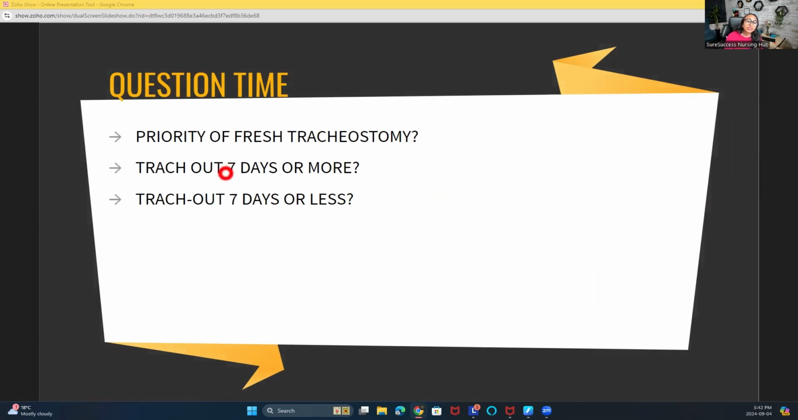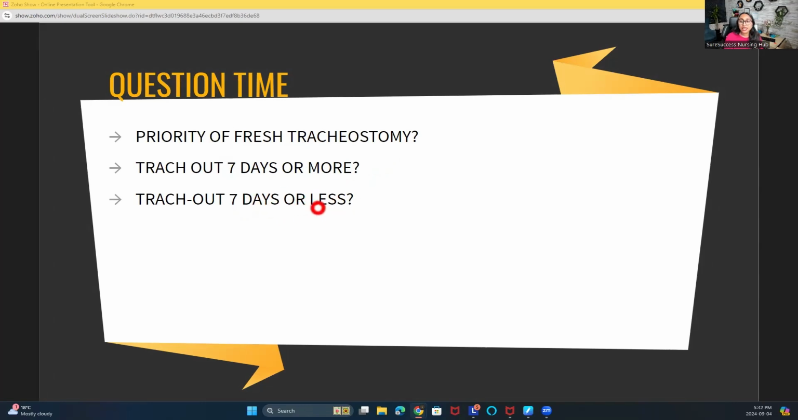So if the trach is out, 7 days or more, how can we manage this one? If it's 7 days or more, then we reinsert it and put a dressing on it. Then we use an Ambu bag, like a bag mask. And for 7 days or less, that is for less.